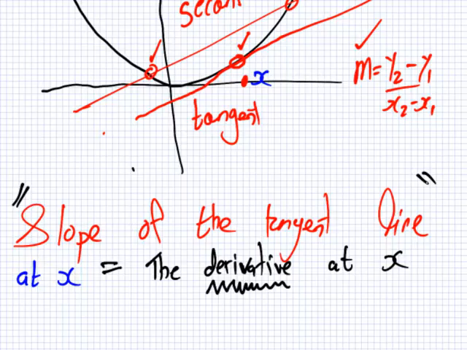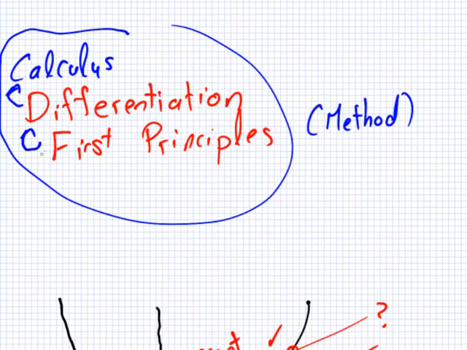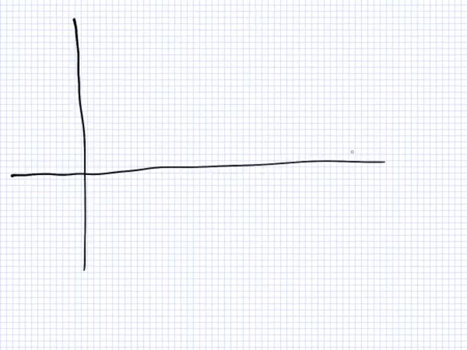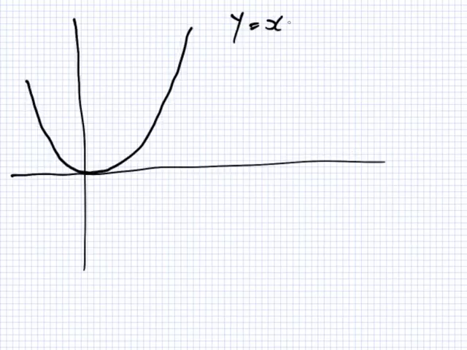Can we go down? Okay. So let me show you how to do that using the method called first principles. So we'll use an example like x squared, something simple like y equals x squared. And let's say the x, I'll just draw it here as x.